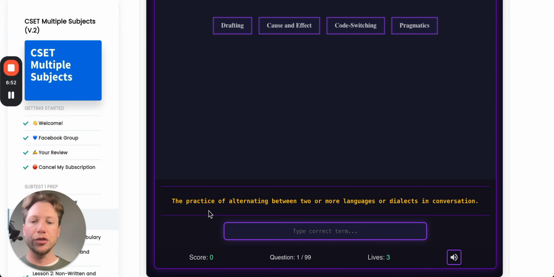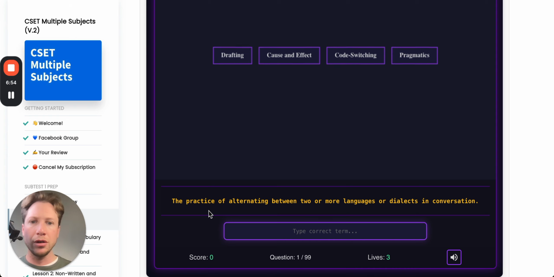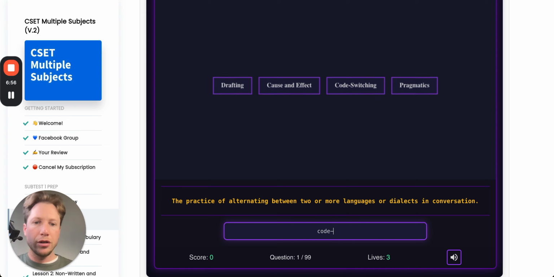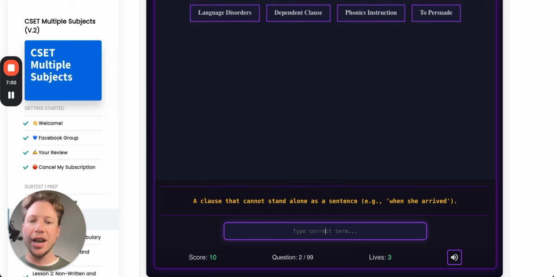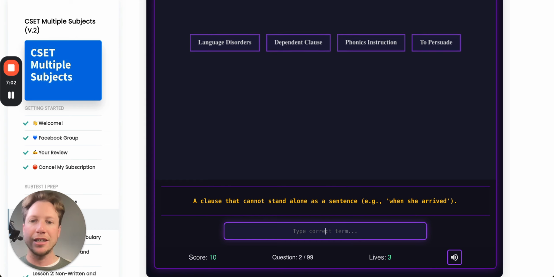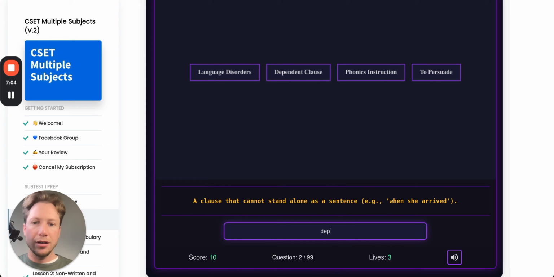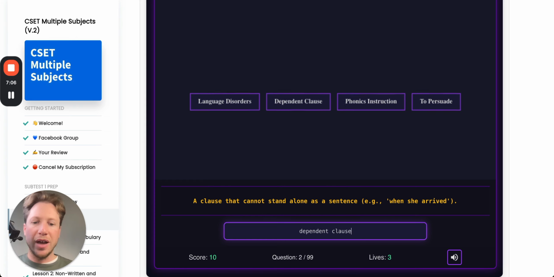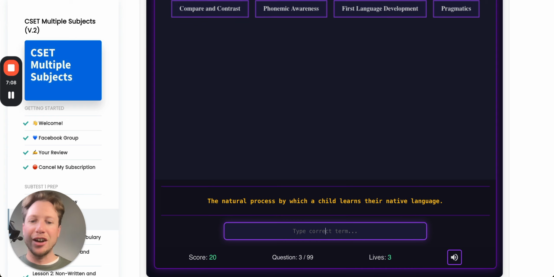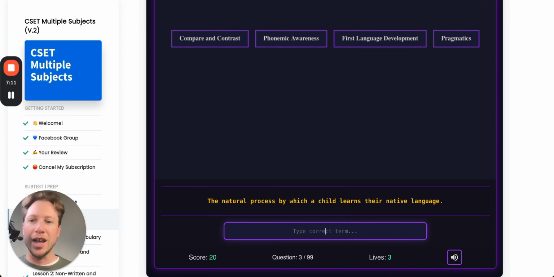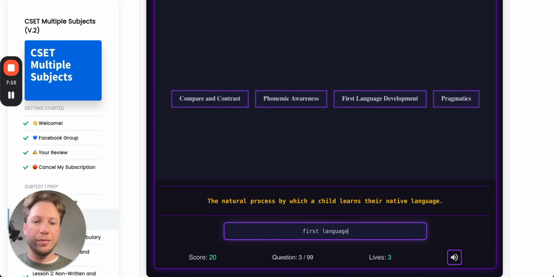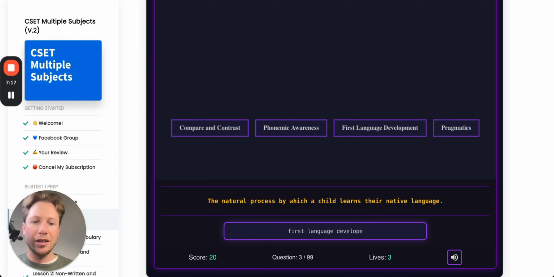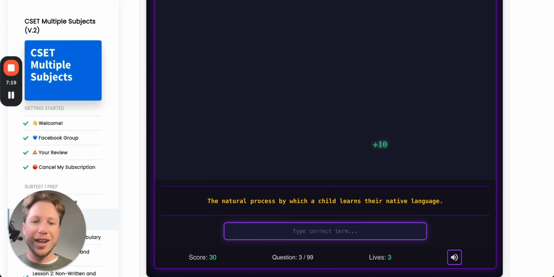The practice of alternating between two or more languages. Let's go. That's code switching. Push enter. There we go. A clause that cannot stand alone as a sentence. Dependent clause, nice. The natural process by which a child learns their native language. First language development. I think I spelled it. Develop, come on. There we go.